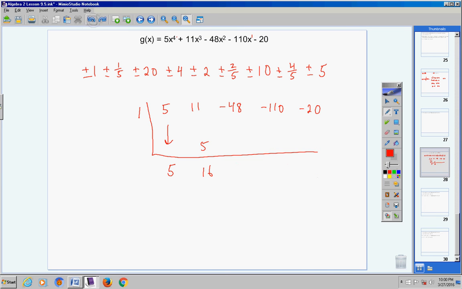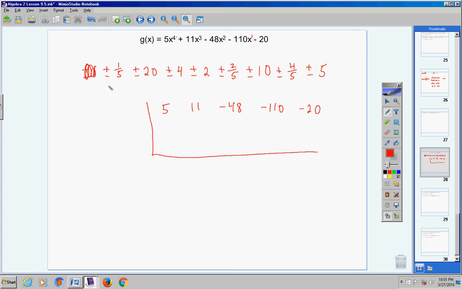So if 1 didn't work, let's test negative 1. Bring down your 5. Negative 1 times 5, negative 5. Combine, 6. Negative 1 times 6, negative 6. Combine, negative 54. Negative 1 times negative 54, positive 54. Combine, and what would you get here, guys? 46, negative 56. I believe I did that in my head. But you know what? It really doesn't matter. You're going to multiply. There's no way you're going to get a 0. So it doesn't matter, okay? Alright. So negative 1 doesn't work, and neither does positive 1. So we can cross those off the list.